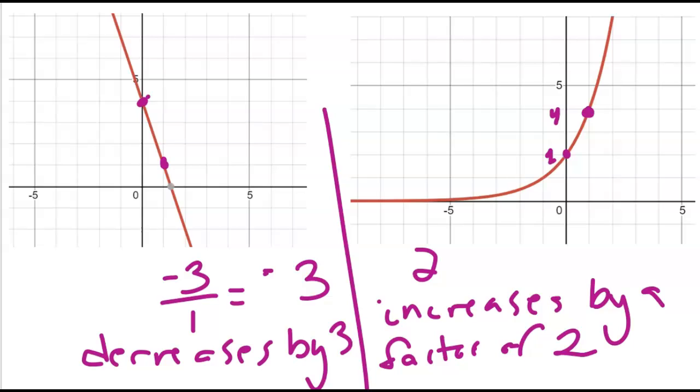So on the worksheet that goes with this, all you have to do is decide if you are looking at a linear function or an exponential function, and if you are decreasing or increasing. If you're looking at an exponential, you should be saying by a factor of. And if you are looking at a linear, you should just say that it decreases or increases by that number.